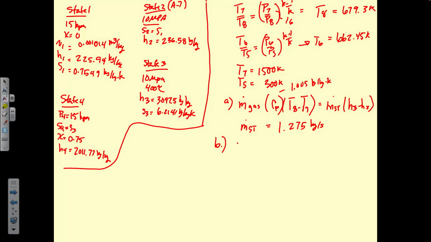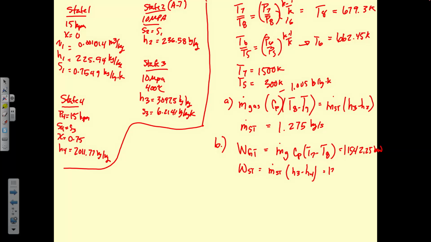Part B, we find the work of the gas turbine is equal to m dot G C sub P times T7 minus T8. We plug in the numbers for that, and it's 11547.25 kilowatts. The work of the steam turbine is equal to m dot of the steam times H3 minus H4. So that's 1384.31 kilowatts.